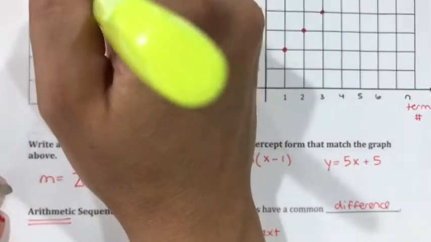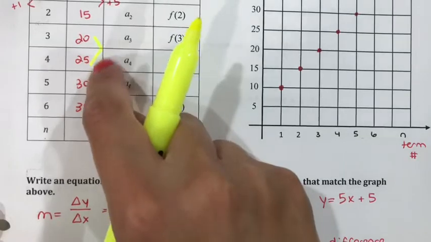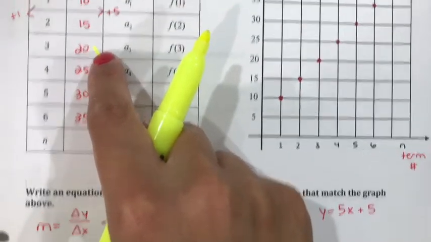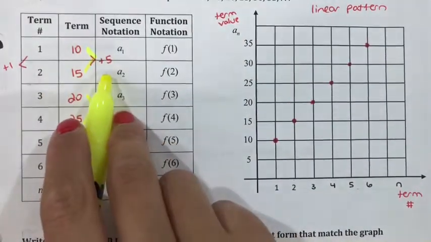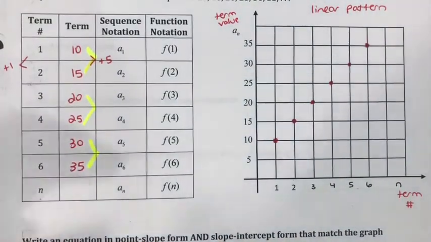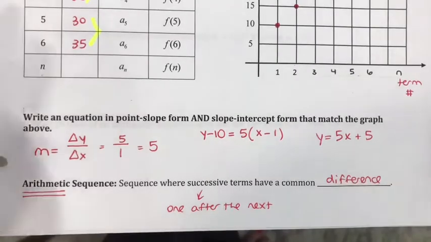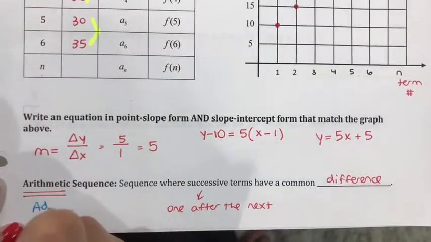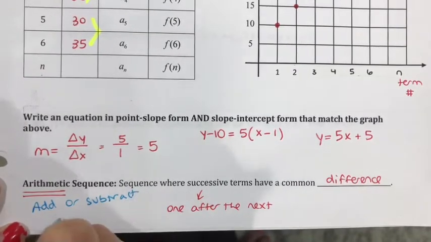Let's go up to the 3rd term and the 4th term. If I subtract these, 25 minus 20, I get 5. If I go up here, 15 minus 10, subtract them, I get 5. Notice it's a common difference. What that means is you're always adding or subtracting the same number.